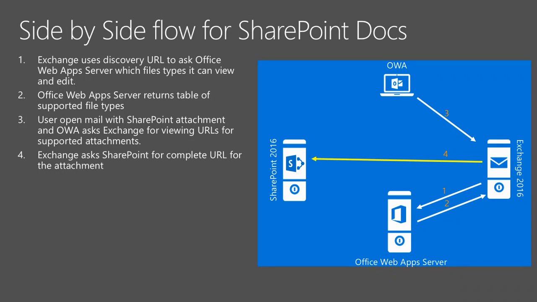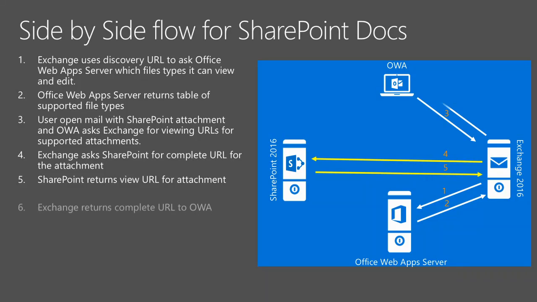So here is where we actually go and ask SharePoint for a complete URL. So OWA has a pointer URL that it uses, and OWA says, hey, you know what, we have this URL in the mail they just opened. Go get the WAC, or the Office Web App Server version of this, so that I can iframe it. So the SharePoint server returns that to Exchange, and Exchange passes the message along.